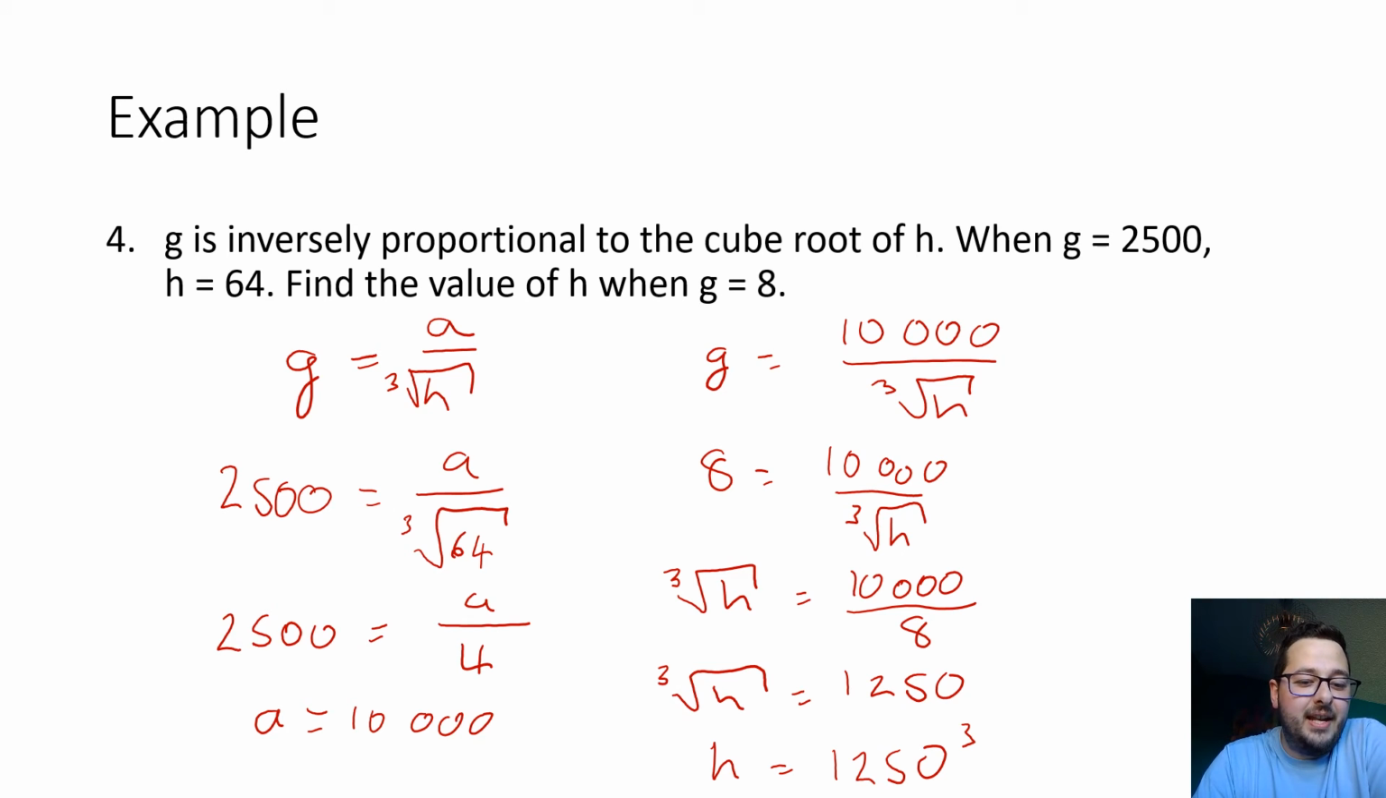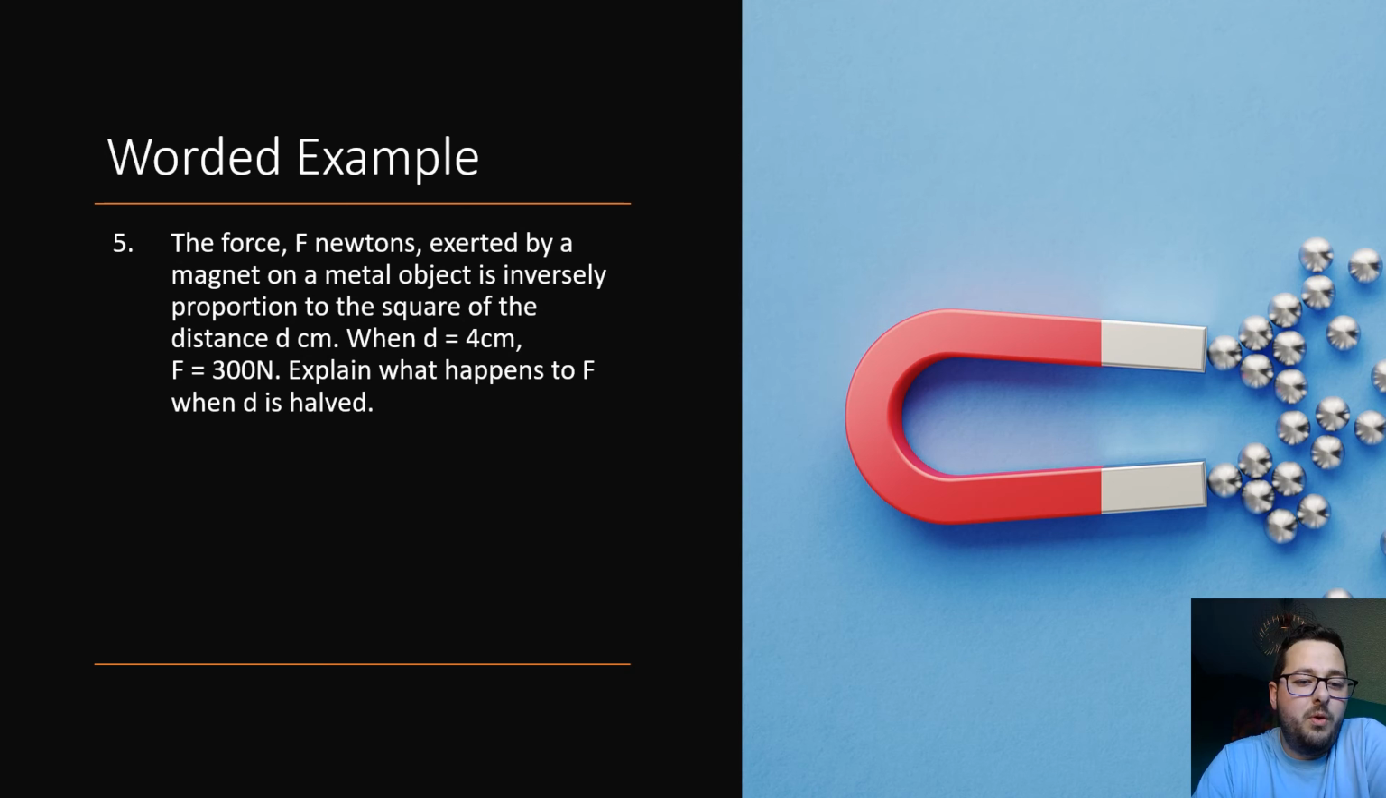Alright then, and then finally we've got one more question, and it's a worded example. So we've got that the force F newtons exerted by a magnet on a metal object is inversely proportional to the square of the distance d. When d is 4 centimeters, F is 300 newtons. Explain what happens to F when d is halved.